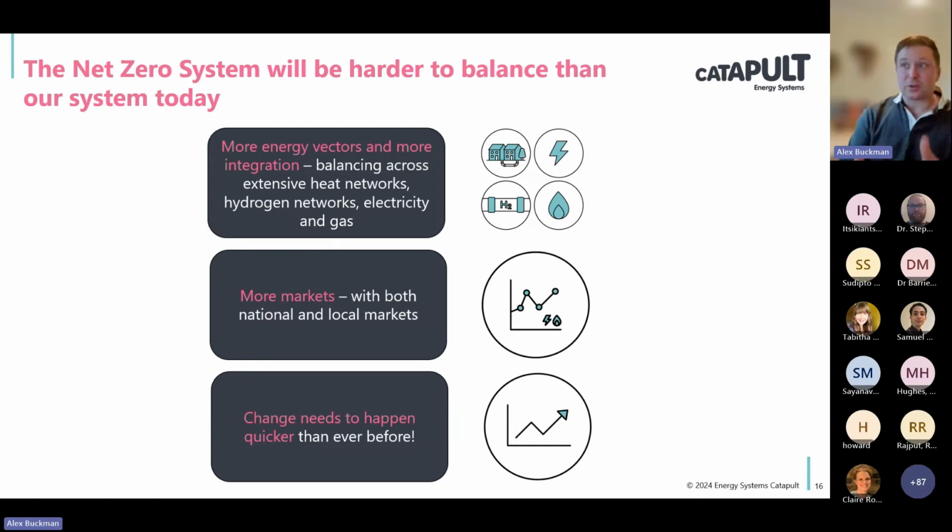And then the final challenge, which makes it hard to decarbonize, but also just to make the system flexible, is that change needs to happen quicker than ever before. This is a heroic challenge that we're facing across the whole system, and flexibility is one of those parts as well, in terms of transitioning from that fairly centralized system to a very decentralized system that needs to be controlled in many more ways. So how quickly this needs to happen is really quite impressive.